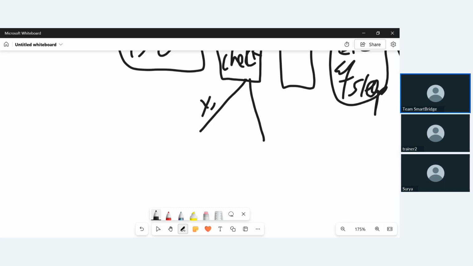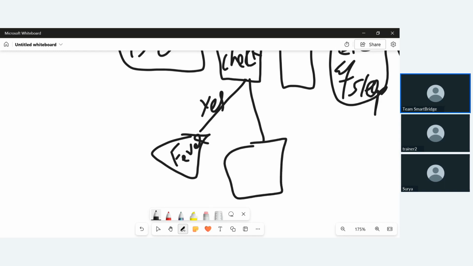If fever is found, then he will give you tablets. If there is no fever, then he will give you some nutrients that will boost your health.